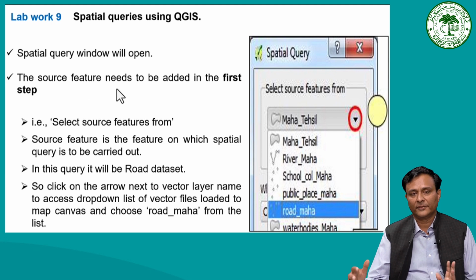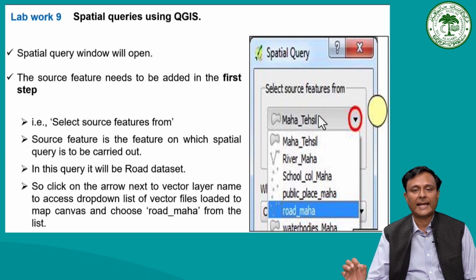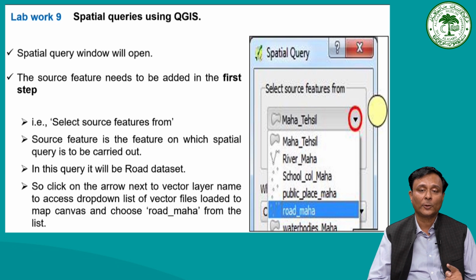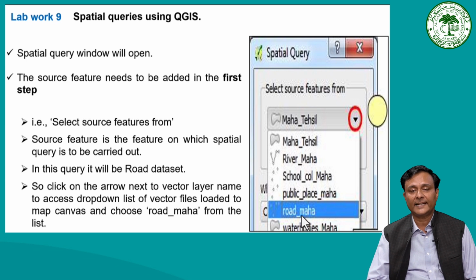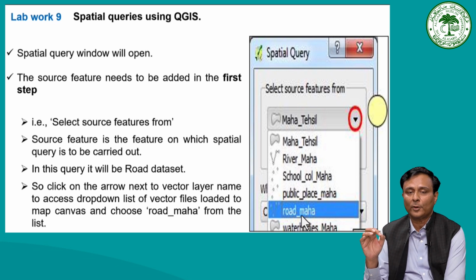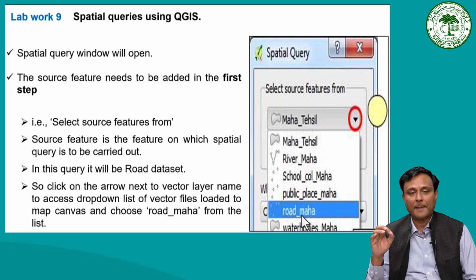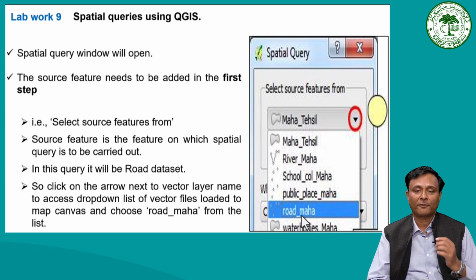So this will result in this kind of window coming up. The Spatial Query window will open. This window contains 4 sections. The source feature needs to be added as the first step. The first step is to select the source feature from, and the source feature is the feature on which the spatial query is to be carried out. This is very important: you need to select the appropriate file, appropriate folder, appropriate map on which we want to perform the spatial query.